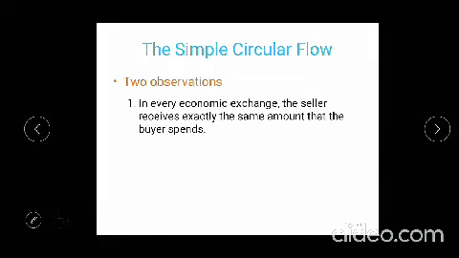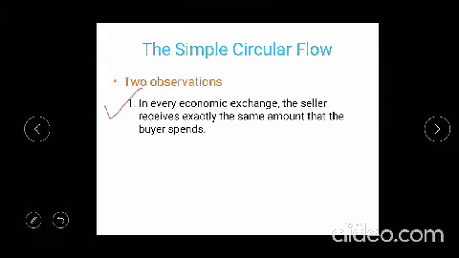So how does the circular flow take place? The circular flow takes place in the form that the buyers or the households spend money on these goods and services, and this exact amount of money goes to the sellers or the producers who provide the goods and services. So in every economic exchange, the seller receives exactly the same amount that the buyers spend.